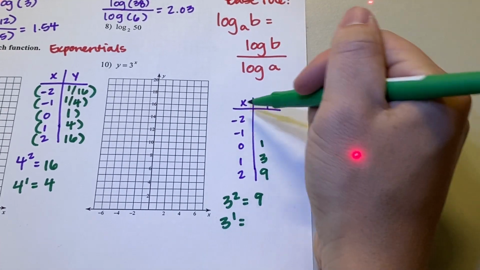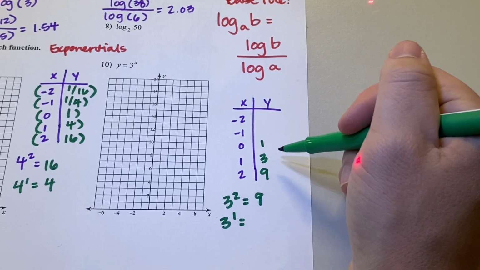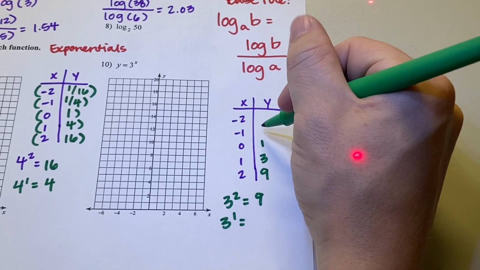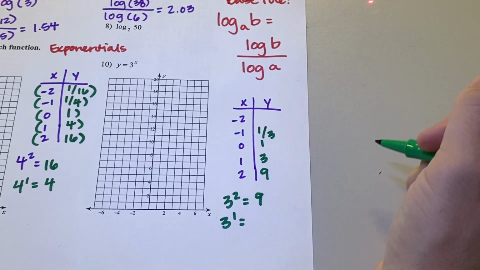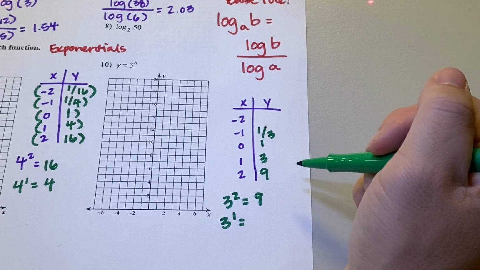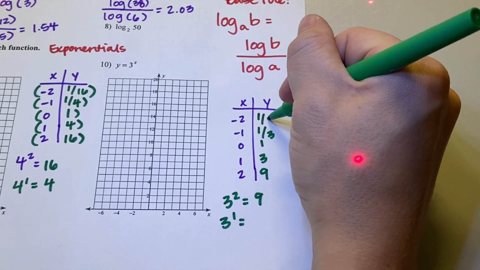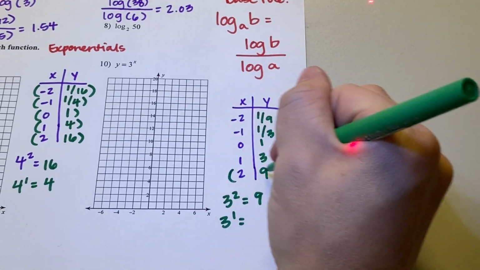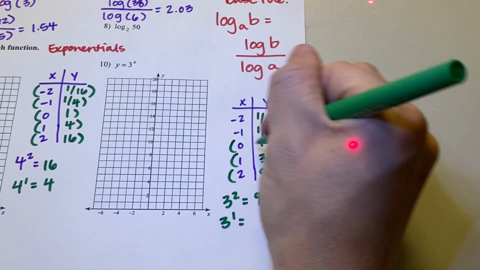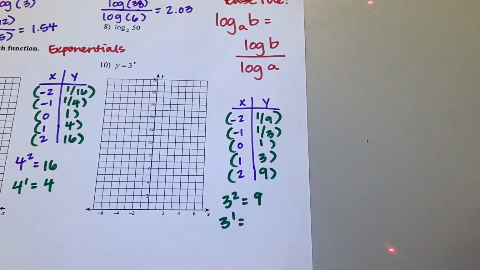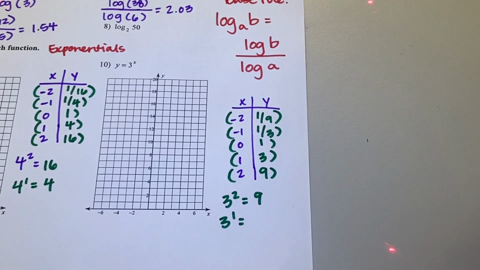And then these negative guys, just flip these guys over. So for -1, instead of 3 over 1, it becomes 1 over 3. For -2, instead of 9 over 1, it becomes 1 over 9. You guys are good. Okay, we put parentheses around them because that's how coordinate points are written, right? Parentheses x comma y.